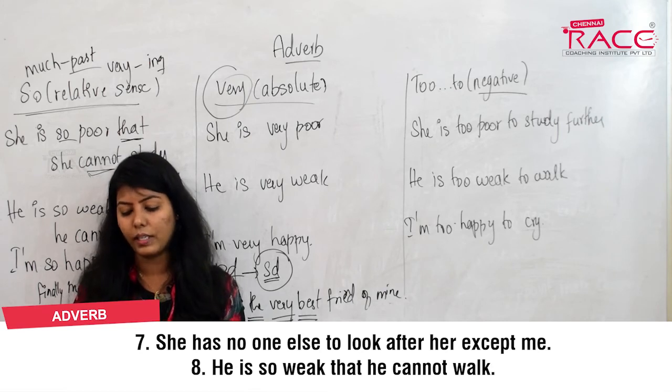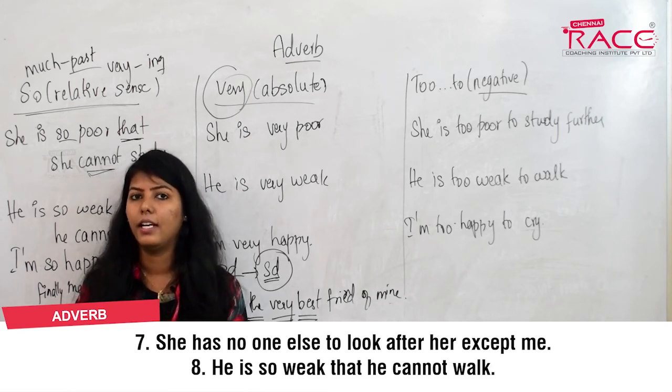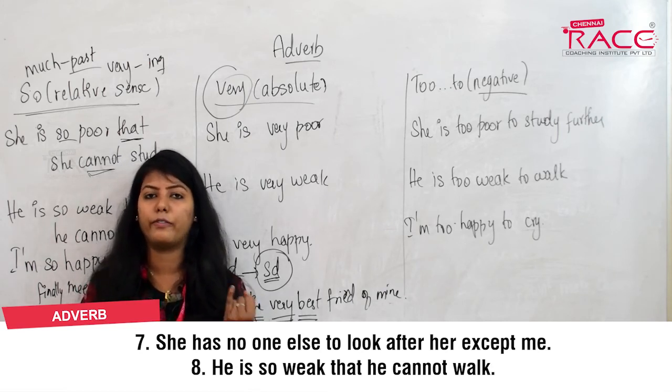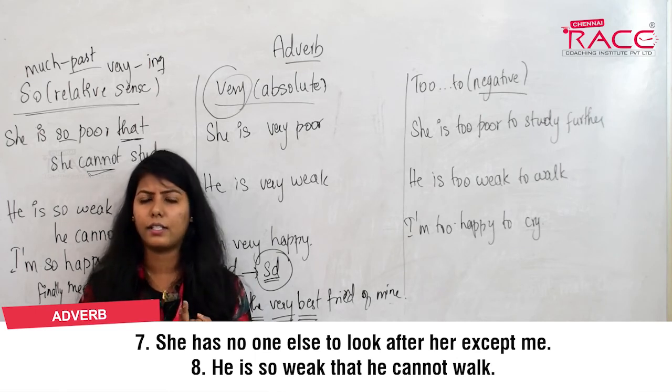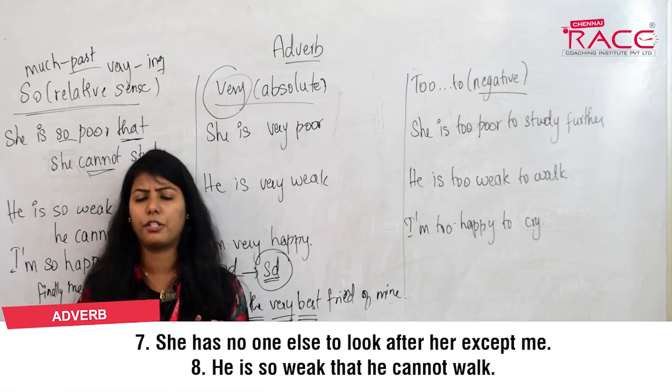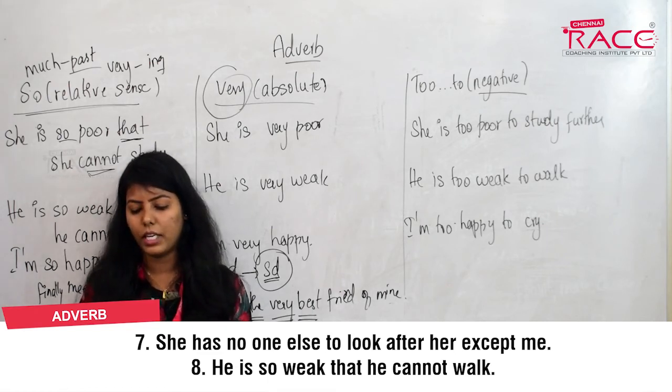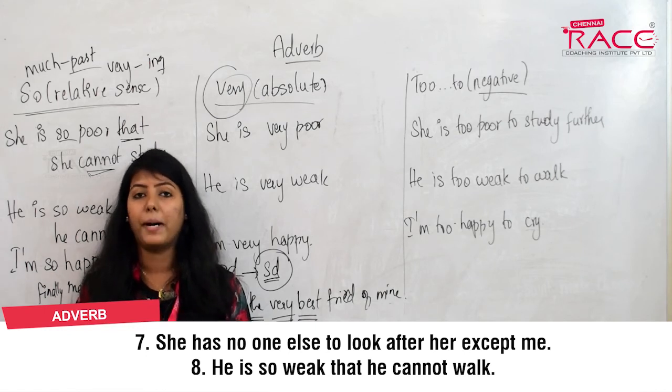Next one: "She has no one else to look after her except me." We are using "else." We said "other" or "otherwise" should be followed by "than", and "else" should be followed by "but". So "except me" is wrong and must be replaced by "She has no one else to look after her but me."